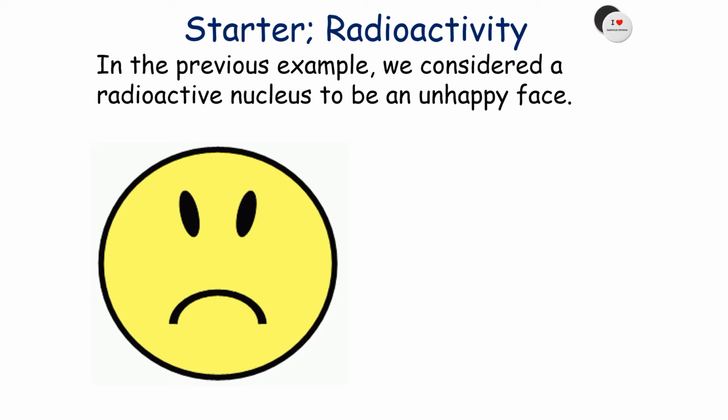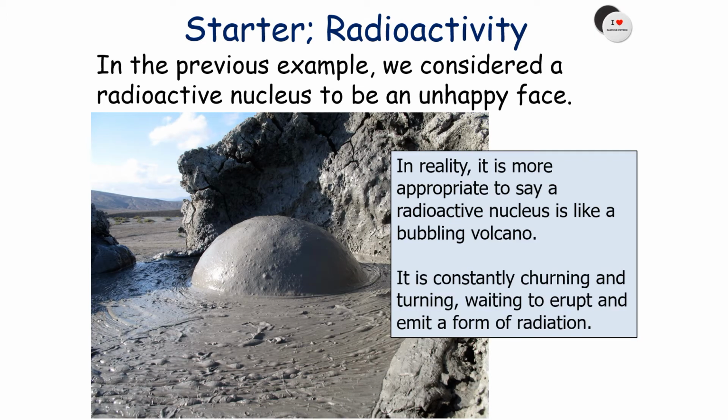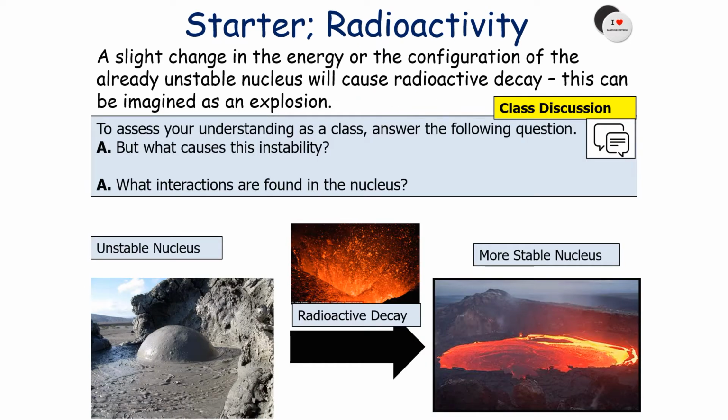Now in the previous example we considered a radioactive nucleus to be an unhappy face, but in reality it's more appropriate to say a radioactive nucleus is like a bubbling volcano. It's constantly churning and turning, waiting to erupt and emit a form of radiation. But what causes this instability? What causes the nucleus to decay? What interactions are found in the nucleus?